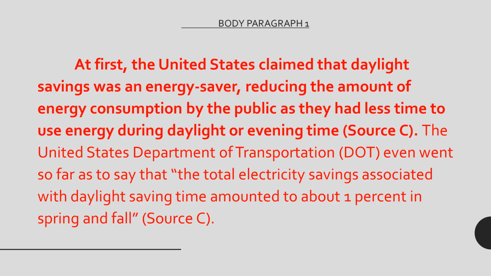Now, body paragraph 1, we're looking at how they started this entire essay off. Topic sentence: At first, the United States claimed that daylight savings was an energy saver, reducing the amount of energy consumption by the public as they had less time to use energy during daylight or evening time. Source C. So this is kind of an interesting topic sentence because it doesn't really make an argument or point particularly, and it even brings in the source as a reference right from the get-go.